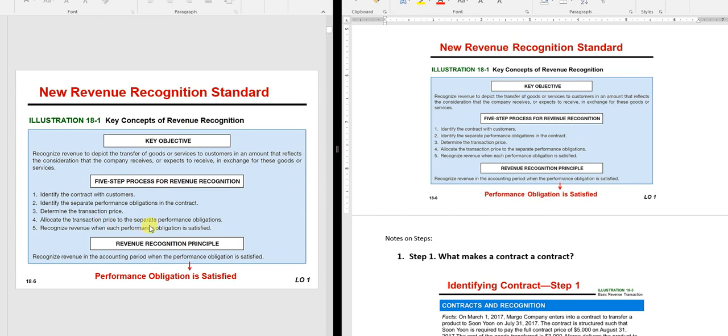Allocate the transaction price to the separate performance obligations. If I sell a TV with a warranty attached, one performance obligation is giving them a TV, the other performance obligation is fulfilling the warranty. So how do we allocate that? And then we recognize the revenue. This is the important point: this is terminology you need to know and change to, because we usually say when the sale has occurred, but now you have to say when the performance obligation has been satisfied. So that's really what we're going to do.